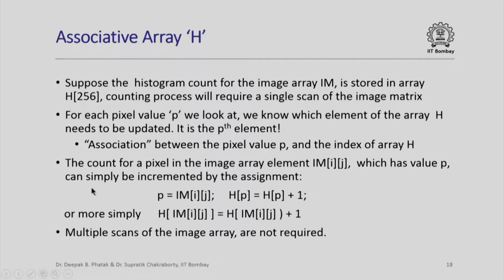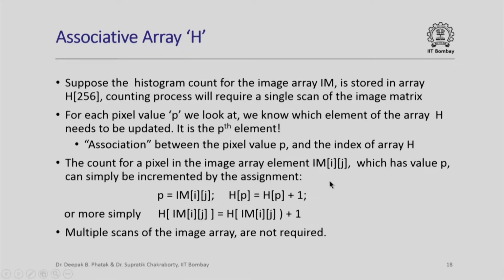Let us use this concept of associative array to find our histogram values. Let us imagine that the image array is stored in IM as before, and the histogram itself is stored in another array H256. The counting process now will proceed as follows. We will scan the entire image matrix. For each pixel value P that we look at, we know which element of the array H needs to be updated. The count will have to be updated precisely for the Pth element. That is because there is an association between the pixel value P and the index of array H, where the count needs to be updated.